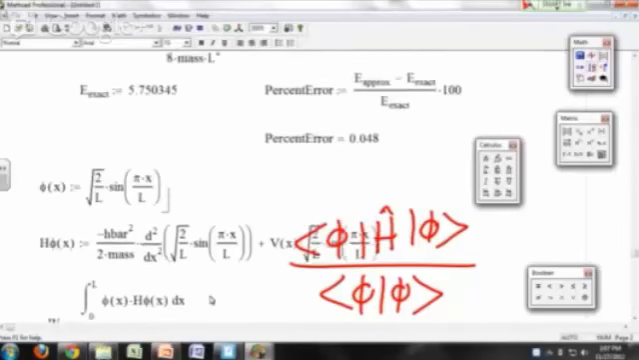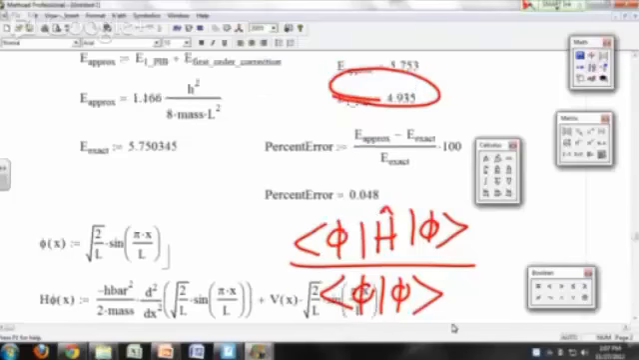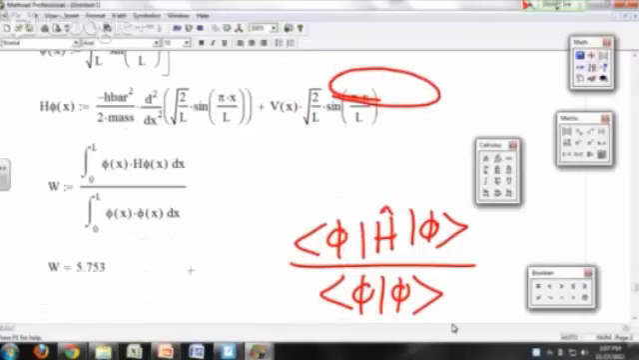And that's higher than the exact value, which is 5.750. But look at your approximate value from the first order perturbation correction. Your first order approximation using perturbation theory, your approximate energy is 5.753. If you just use the zero order wave function as a trial function and you did the variational calculation for the energy, you get the same number. Why do you think that is? Same number, 5.753.